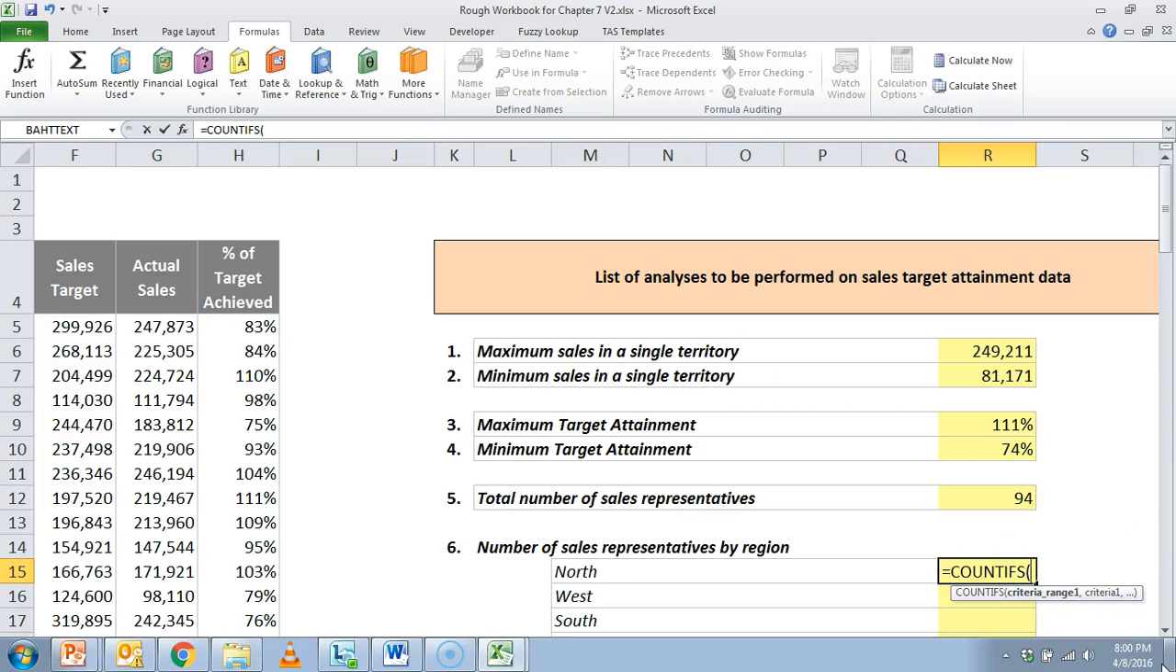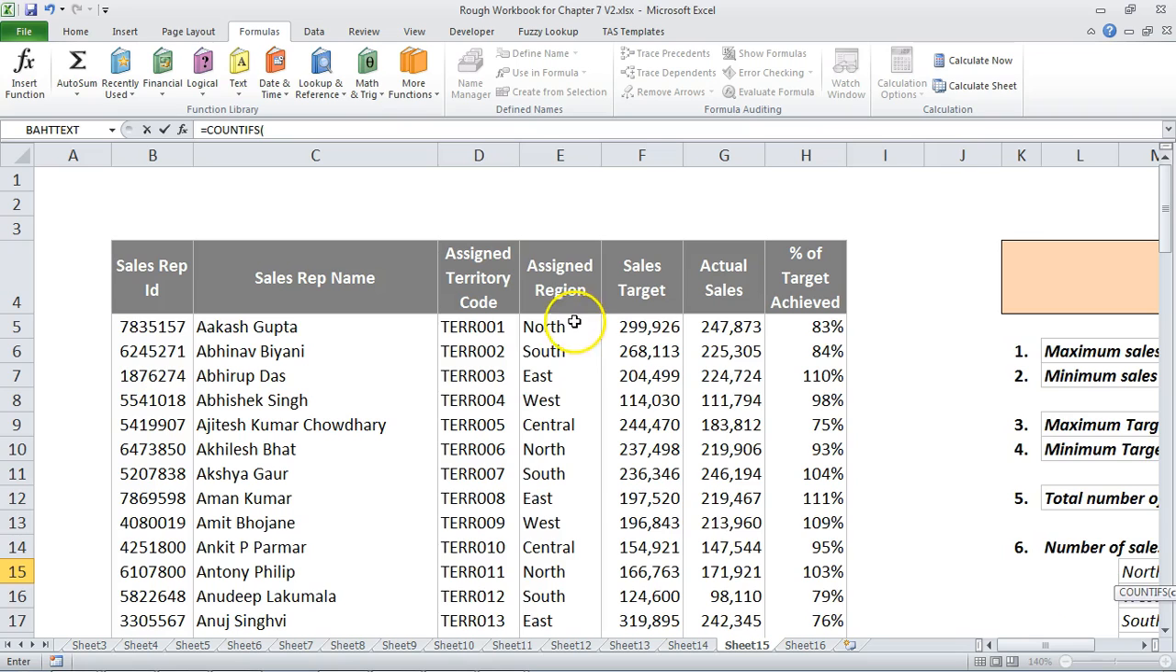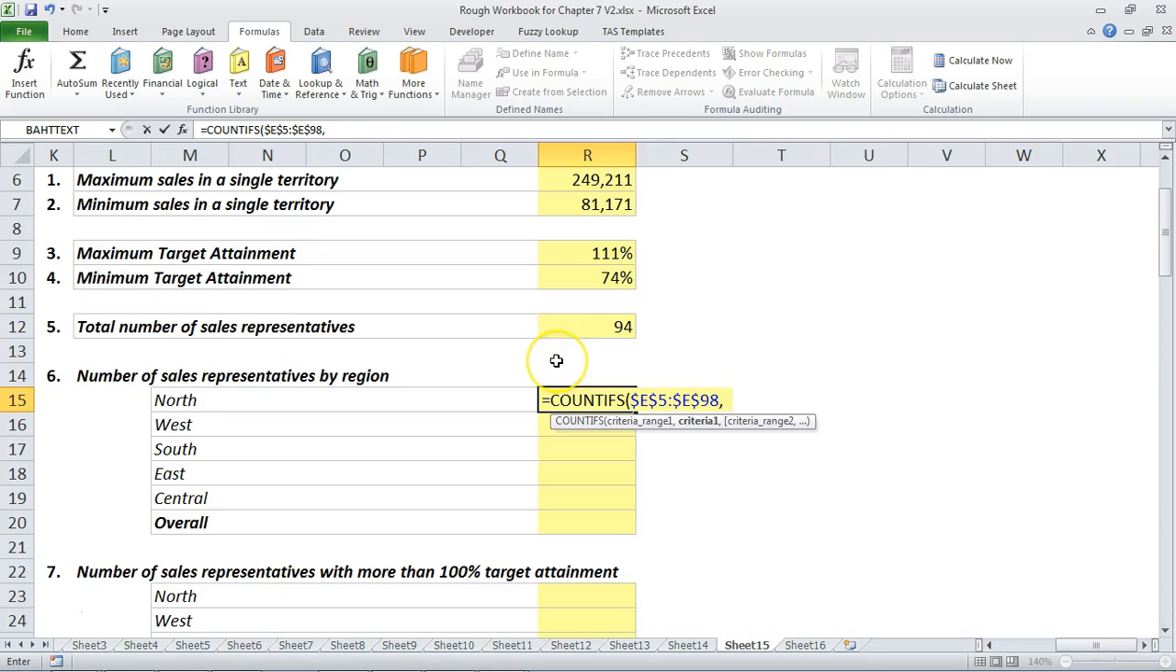Equal to COUNTIFS. Now the first argument is the range of cells to be counted. So here we need to enter the range E5 to E98. The second argument is the criteria. If this argument is north, then Excel will count how many cells in the range E5 to E98 contain the value north. Therefore, we can provide the cell M15 as the second argument. So there are 19 cells in the range E5 to E98 which contain the value north.